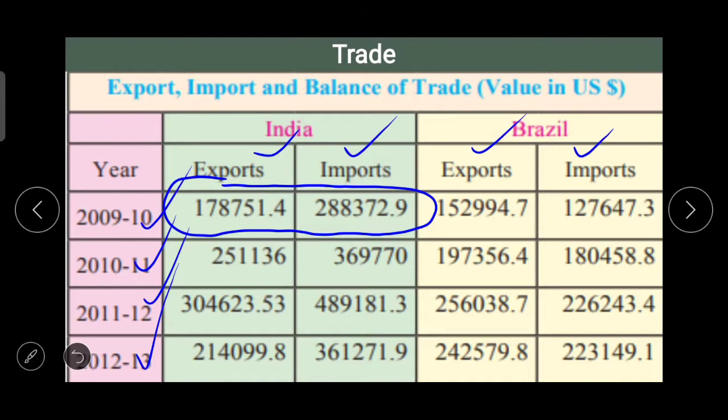Tell the types of balance of trade. Two types of balance, basically favorable and unfavorable. If it is positive then it's favorable, and if it is negative then it's unfavorable. In which country does export exceed import in all the years? It's Brazil, we can see easily.